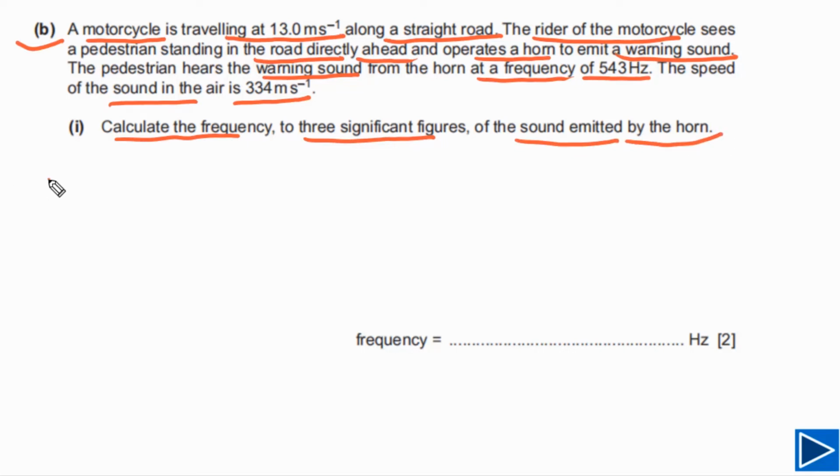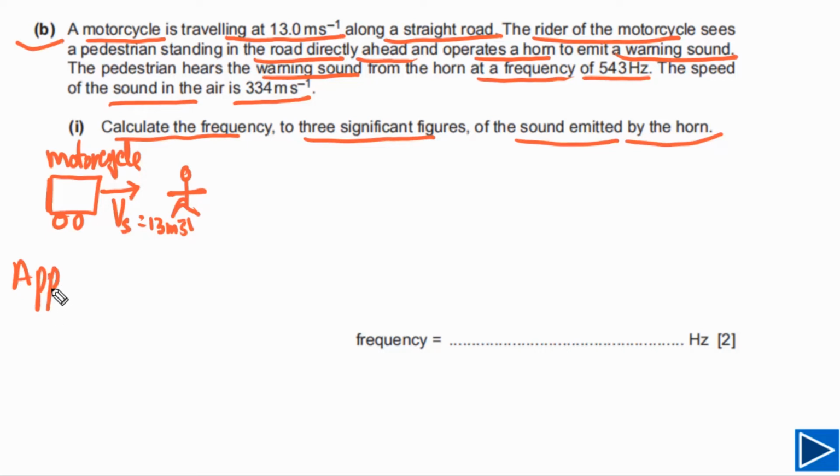This question is about the Doppler effect, and in this case, the source is approaching. So simply we can label this as the motorcycle. In physics, if you don't want to draw something, you can simply label it. This motorcycle is approaching an observer, and this observer is at rest. The speed of the source is given, that is Vs, equal to 13 meters per second. Since the source is approaching, we have to use the Doppler effect for an approaching source.